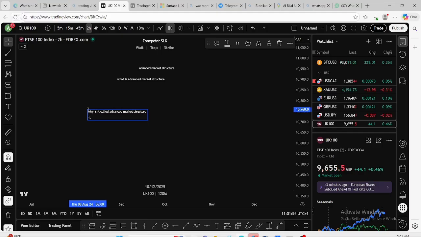Why is this called advanced market structure? One, liquidity sweep. And what is liquidity sweep? Liquidity sweeps are where pending orders are, like equal highs and equal lows, which some traders trade. The price will first come to take them out before moving in the direction. Liquidity sweeps are where transactional liquidity, structural liquidity, and inducement liquidity are. We will break all these down when we get to liquidity. That's just about liquidity.